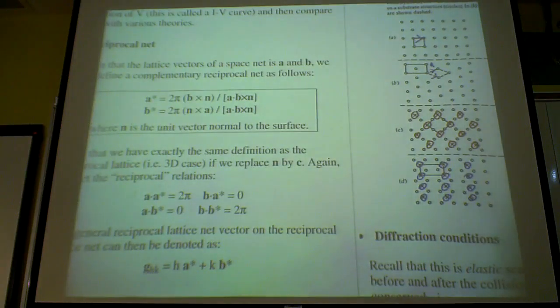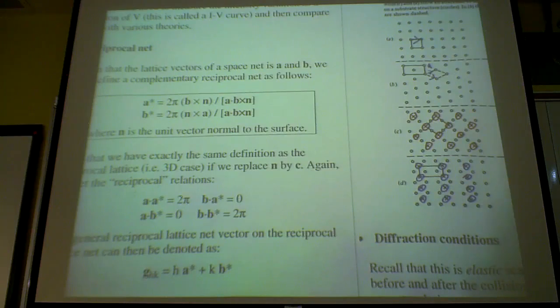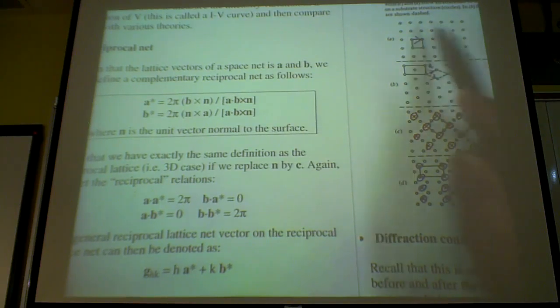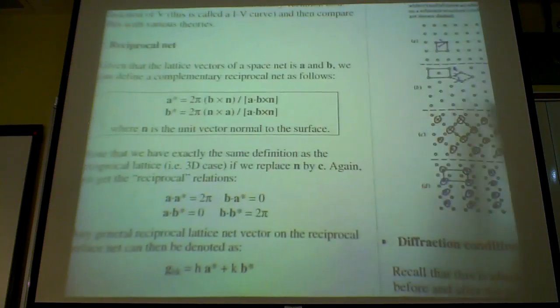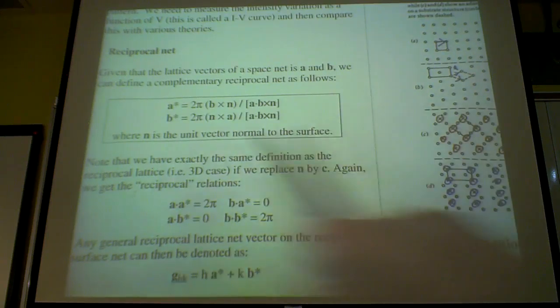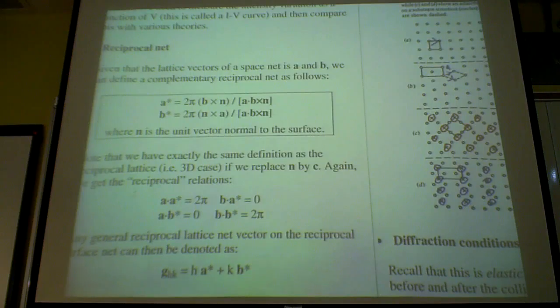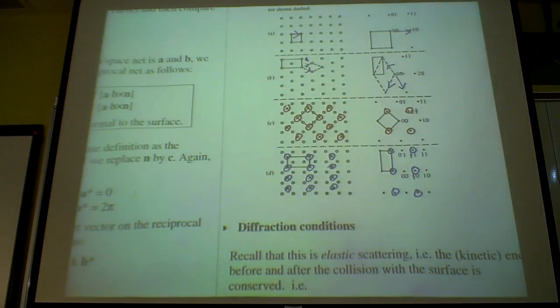But you can see what I'm trying to impress upon you is that in this case, the reciprocal space net doesn't point in the same direction as the real space net. In the case of a square, it points in the same direction. So in order to know which direction the vector goes, you really have to do this calculation, which is the cross product. Okay, so that's one thing. That's just scattering off the substrate net that you have. You diffracted off this grid that you got.